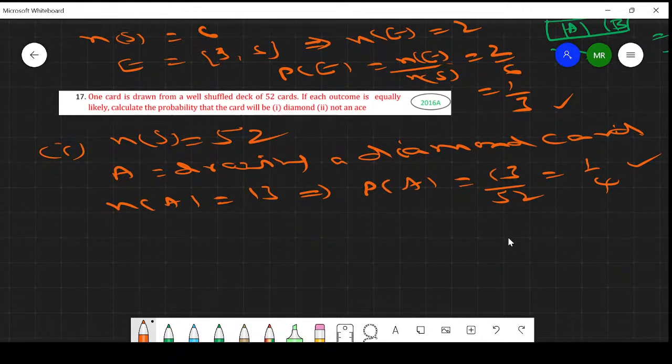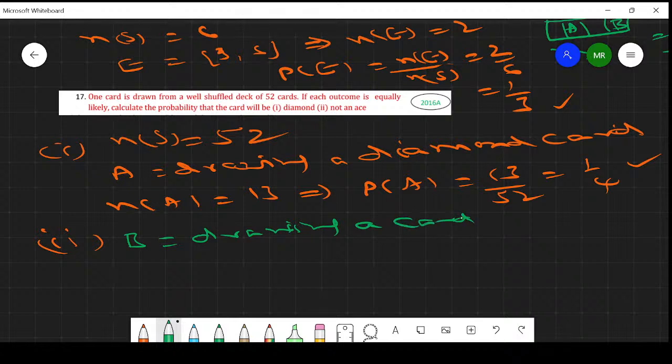The number of ace cards will be 4. Consider the second problem. B is equal to drawing a card which is not an ace, or a non-ace card, right? Drawing a non-ace card.